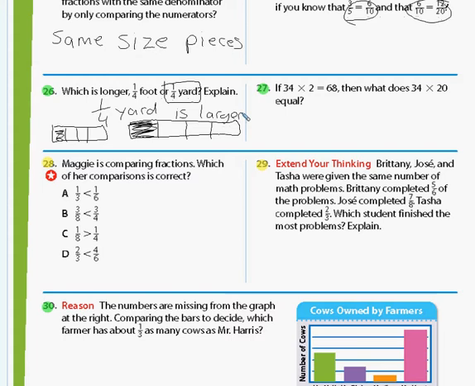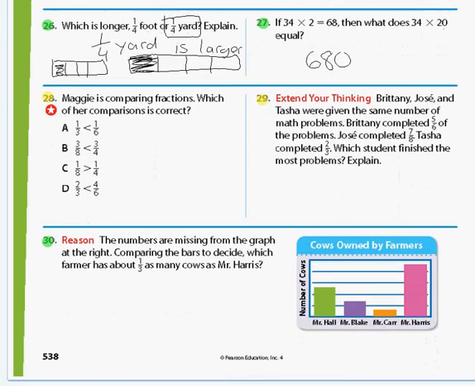Number 27. If 34 times 2 is 68, then what does 34 times 20 equal? 34 times 20 is going to equal 680 because we got extra place value right there, so we're going to add extra place value to our product. And number 30 is the next one we're going to do. You're going to end up doing 28 and 29 on y'all's own.